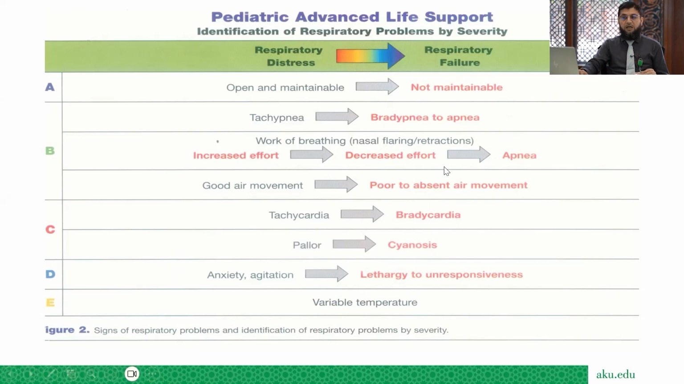If the patient is tachycardic, this is an early sign of failure. However, if the patient is bradycardic, then the patient is usually in respiratory failure. If the patient is cyanotic, that is a sign of respiratory failure. If the patient is anxious or agitated, these are early signs of hypoxia to the brain, so you can detect them early. However, if the patient is lethargic and unresponsive, these are late signs of respiratory failure. And then glucose can be variable and exposure temperature can be variable.